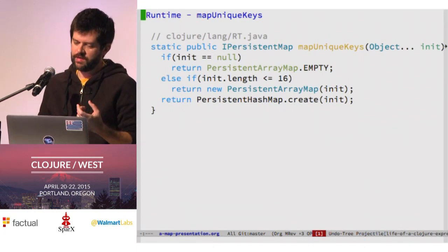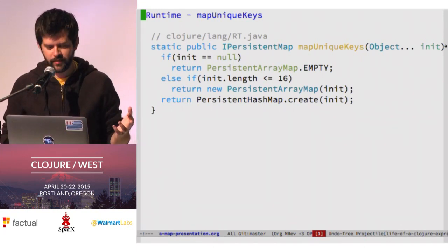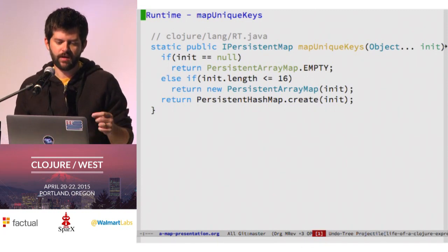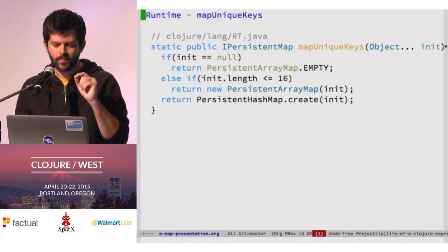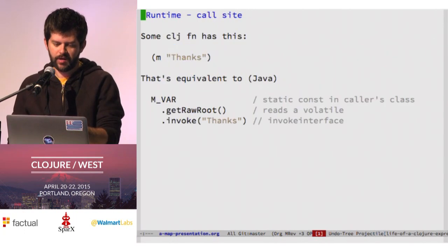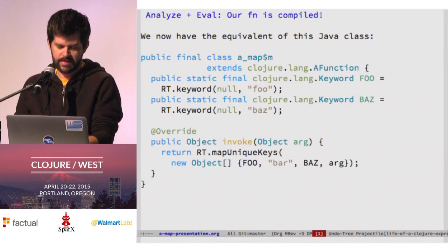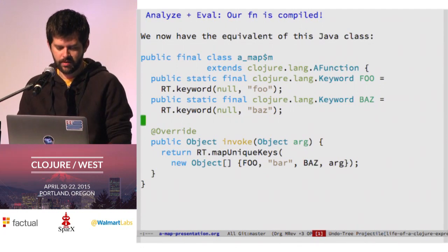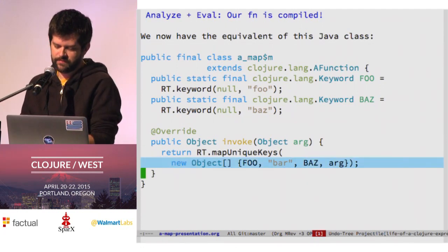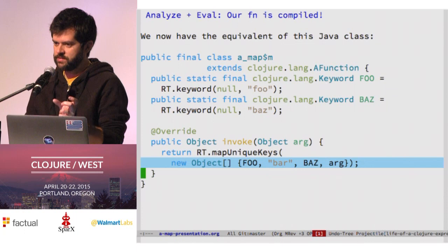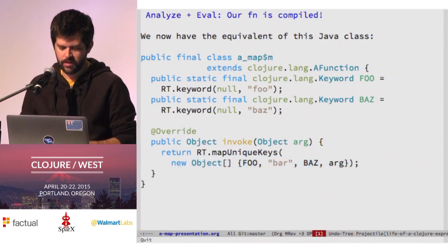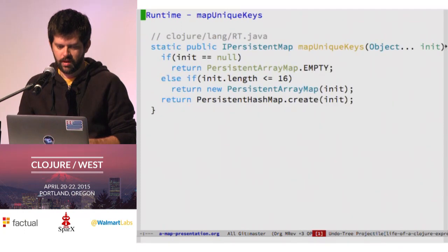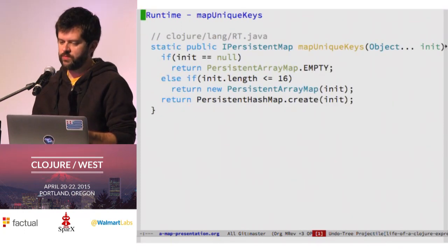And it's maybe not important, but maybe useful to keep in mind as the kind of thing you have to keep in mind when you're looking at Clojure code. This mapUniqueKeys being called here, at the bottom here, that 4-element array is right there in the bytecode. It's always going to be a 4-element array. So mapUniqueKeys is going to be trivial.